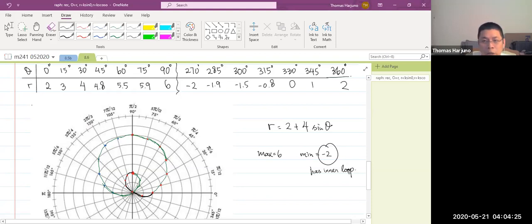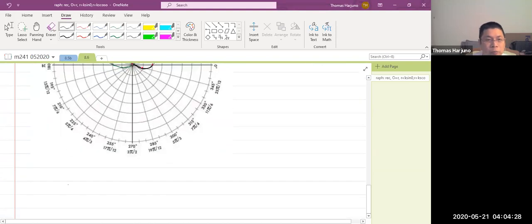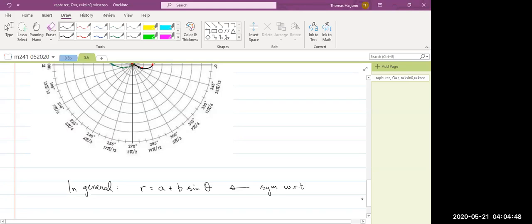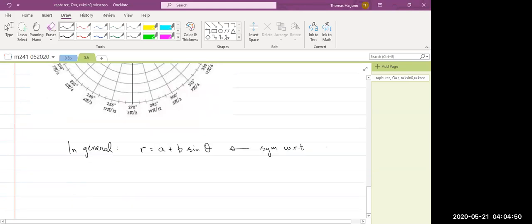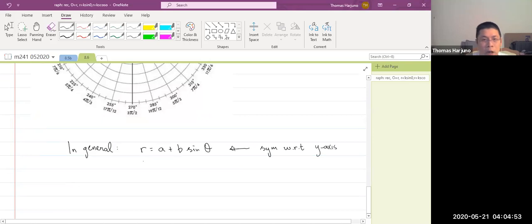Okay, in general, we can say the following. In general, if we have r equals a plus b sine theta, that is symmetric with respect to which axis? Y-axis. R equals a plus b cosine theta will be symmetric with respect to the x-axis.